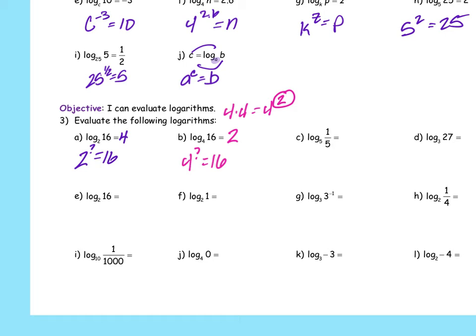So this one's a little harder. Not going to lie to you guys. Ready? So 5 to what power equals 1/5? So 5 to what power equals 1/5? Ooh. Let's see if you guys can get this one. I'm sure a few of you can get this one.